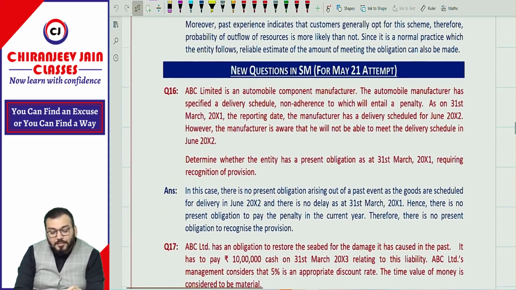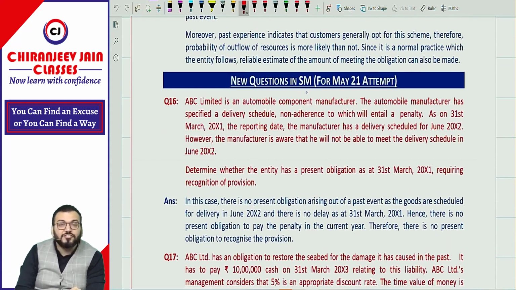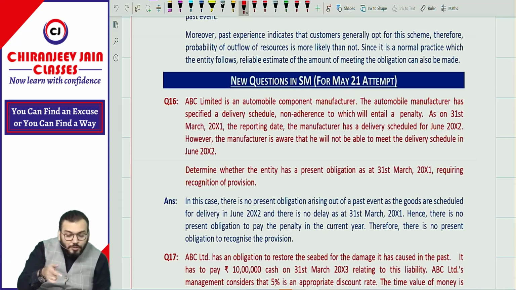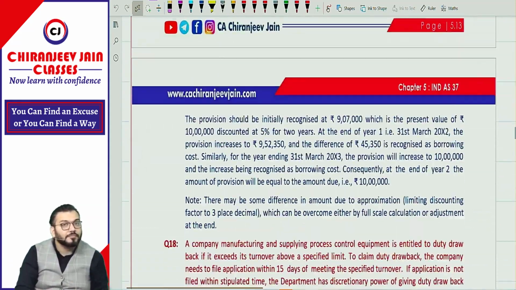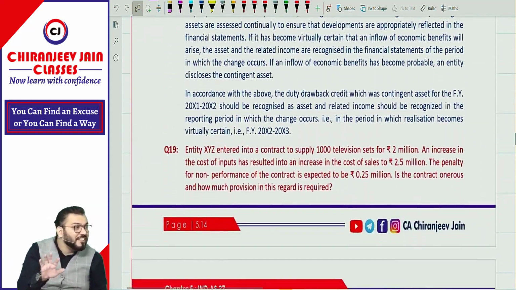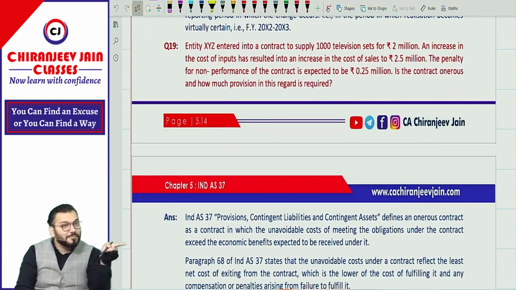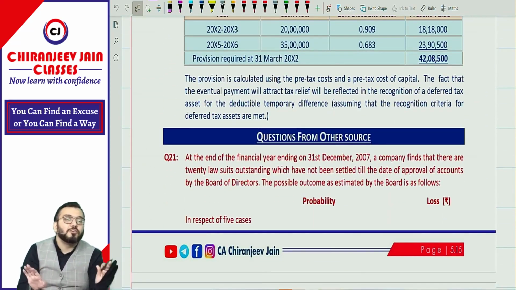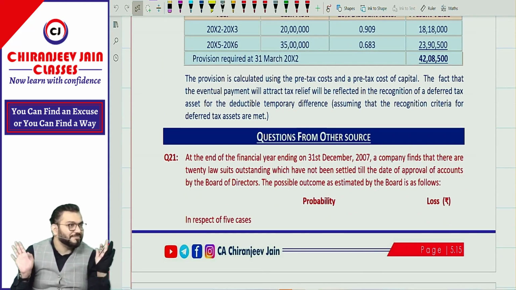So 15. Then what is given? New questions in ICAI study material for May 21 attempt. Means for May 21 attempt, the ICAI study material was revised, so I have incorporated that also. You can understand these are the new questions for May 21. But now it is revised again for May 22 attempt, and for May 22 attempt, no new question was given for this chapter.